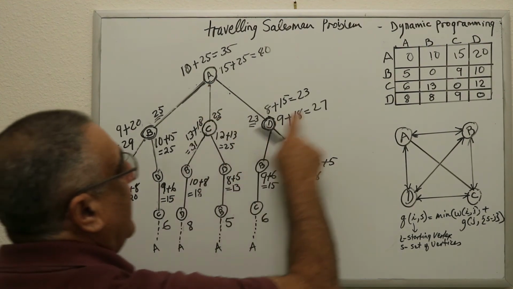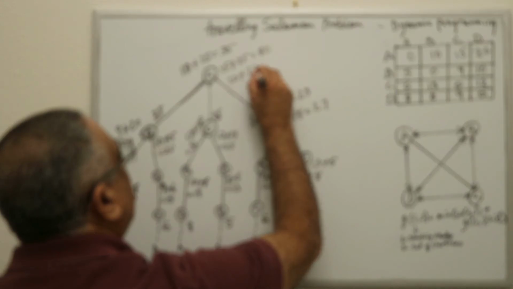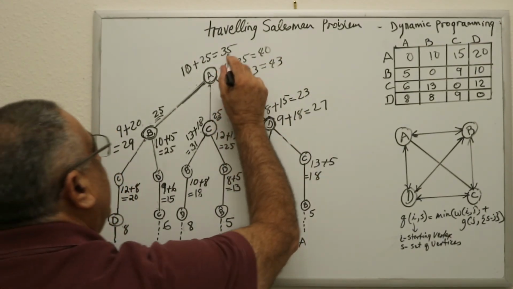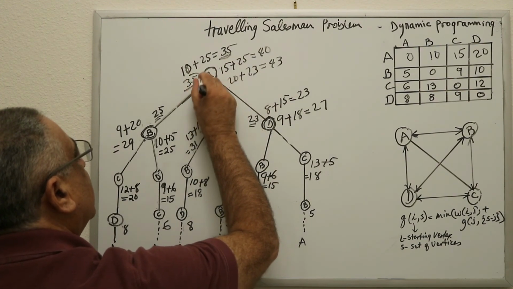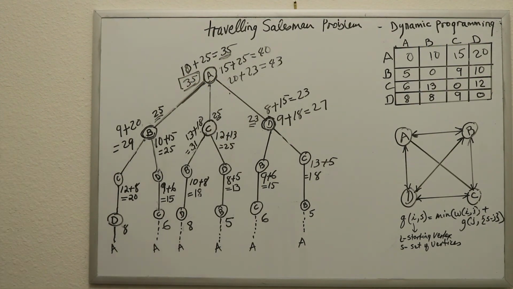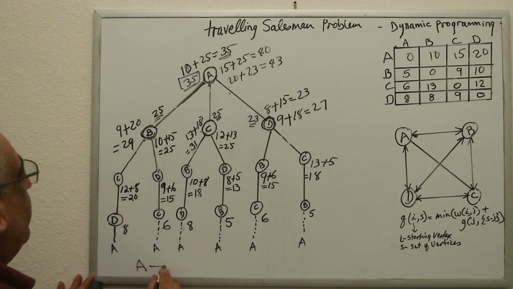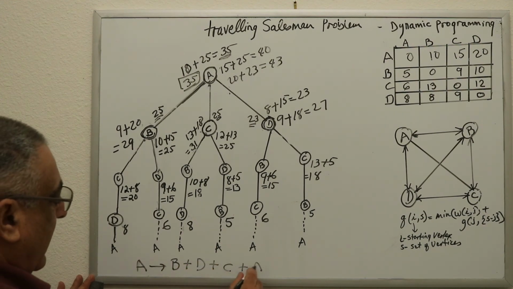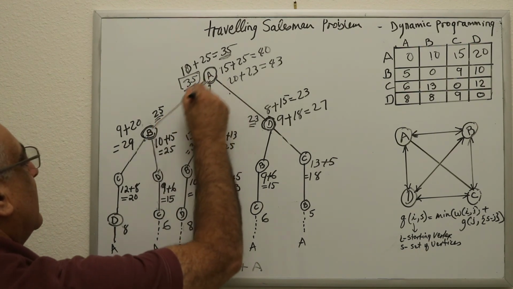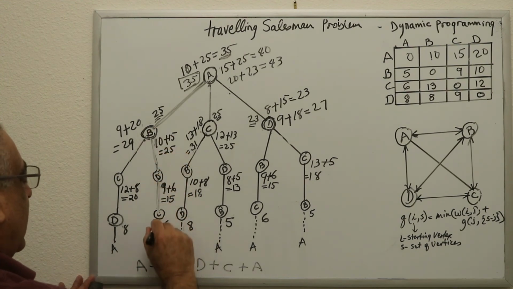Third route would be A to D. Well, A to D is 20. 20 plus the least cost here was 23. So this is 43. So as you can see, 35 is the least cost, so 35. So this is my least cost, which is 35. Now if I look back at this, to see the minimum path, I'm going to go from A to B to D to C back to A. So it's this way, A to B, okay, B to D, D to C, and then back to A.